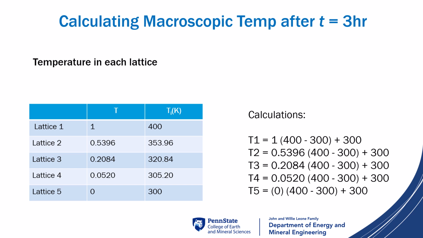Summation yields temperature equal to 1, 0.53, 0.20, 0.05, and 0, corresponding to 400, 353, 320, 305, and 300 Kelvin. The heat front visibly moves deeper.